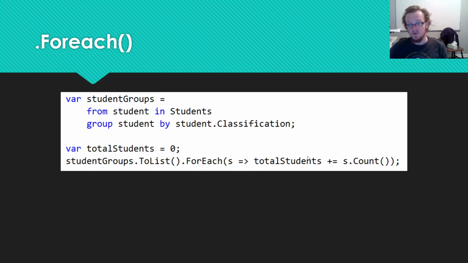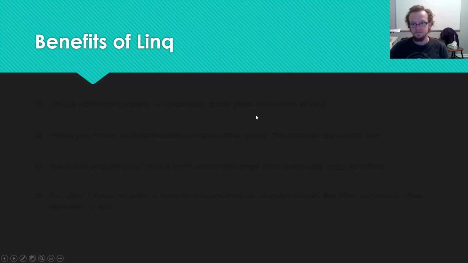And what will happen is you can modify things outside of this loop context. So this is functionally equivalent to doing a for each group in student groups and then doing this inside of the body of the loop. We did that previously. This is the exact same thing in a for each method syntax.